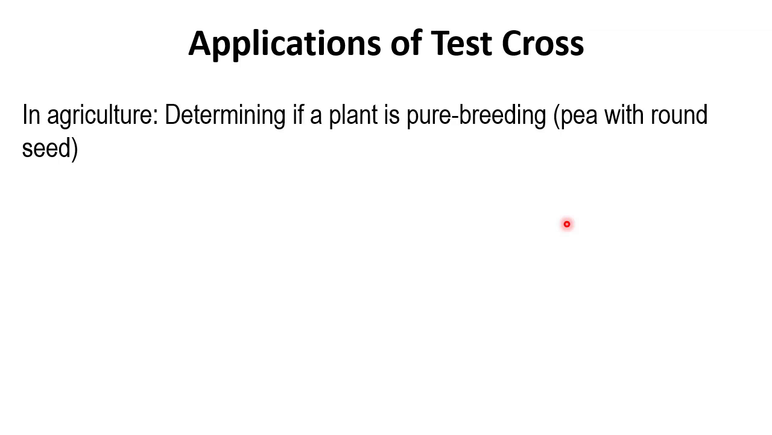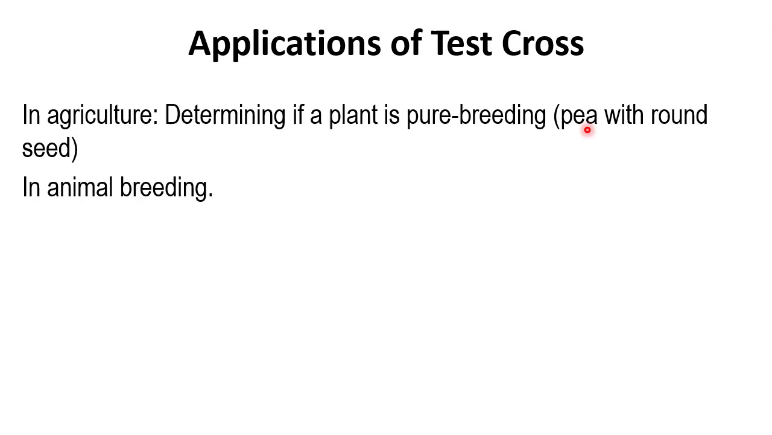Now, why are we using the test cross? What are the applications of the test cross? Let me give you some examples. In agriculture, if you are interested in pure breeding or true breeding plants, for example, you want all of the peas with round seeds, you can determine the genotype of the plant. If they are true breeding, you can sow them again and again, and all of the time you are going to get peas with round seeds.